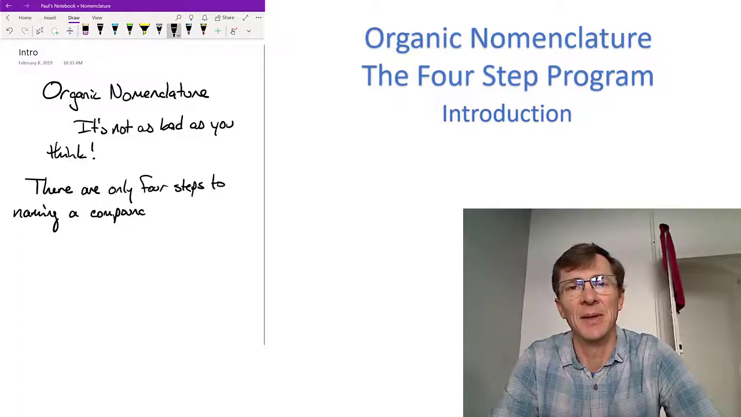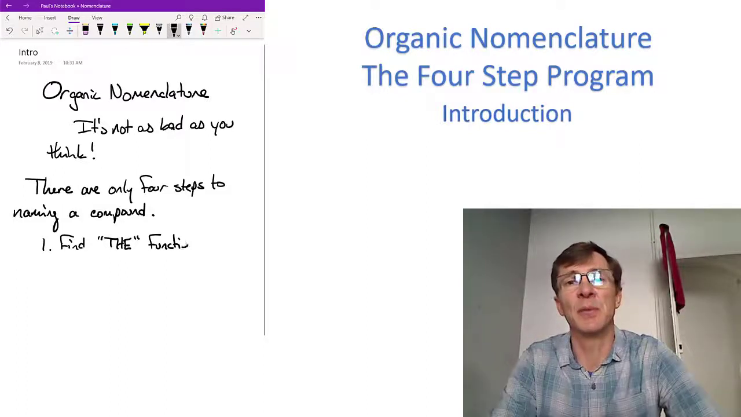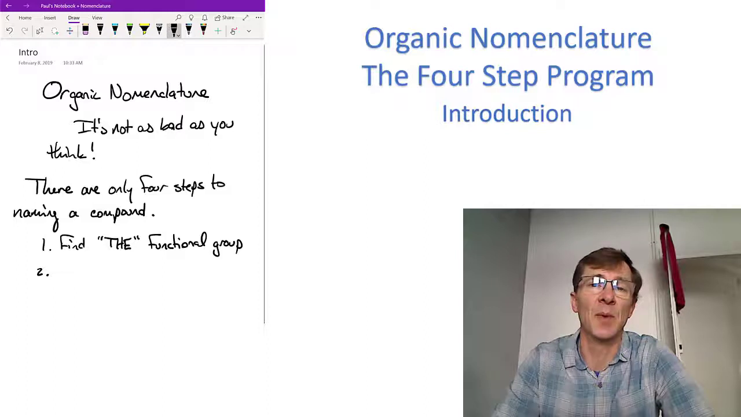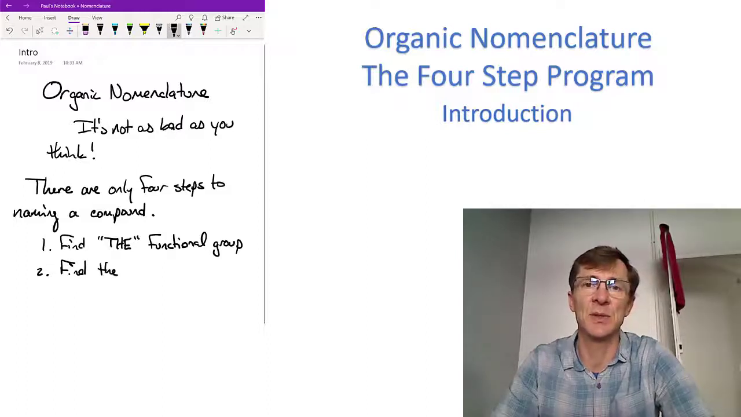It's also not good. Nobody really loves doing it who isn't really old and probably German. But it can be broken down quite easily to just 4 steps. The first step, which is the most important, but there are times that you don't do it, is to find the functional group. Now, molecules often have more than one functional group, so we have to have a process to choose the one that we're going to base the name on.